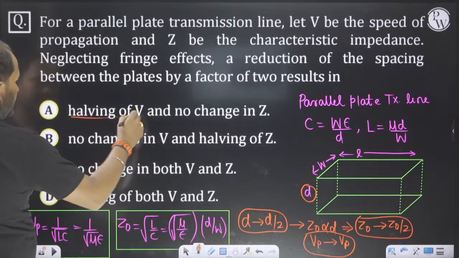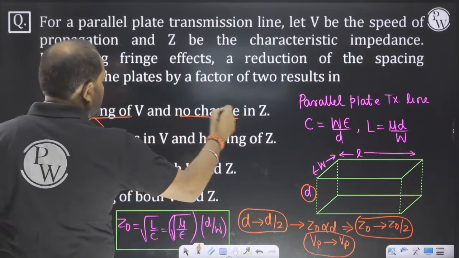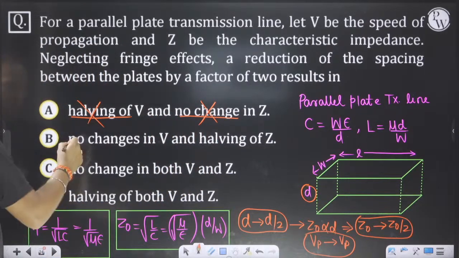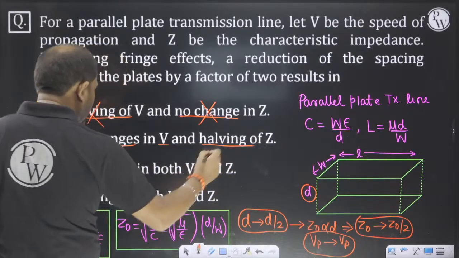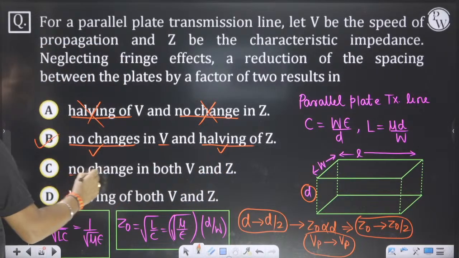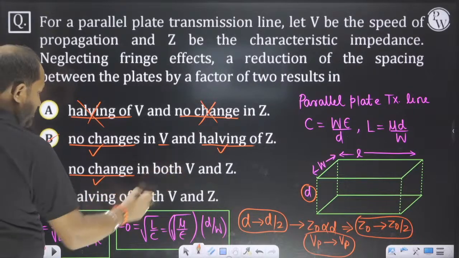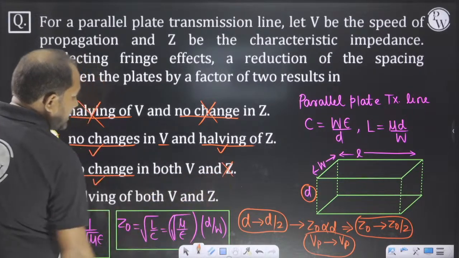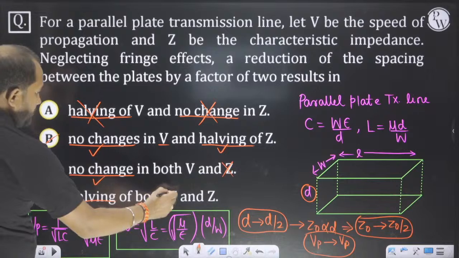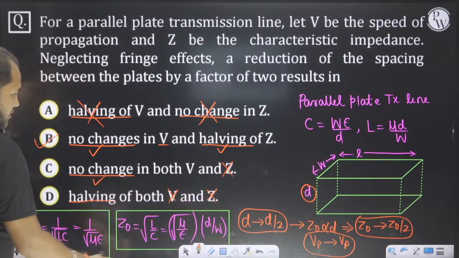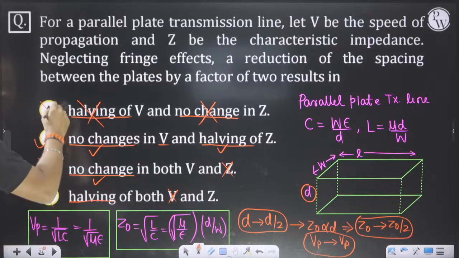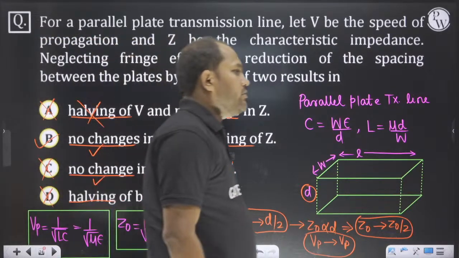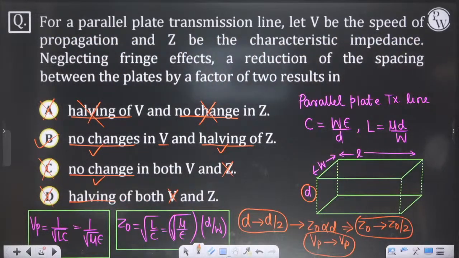Half in Vp, wrong. No change in Z, this one is also wrong. No change in Vp, correct. Half in Z naught, correct. So our answer is B. No change in both Vp and Z, there is a change, so wrong. Half in Vp and Z, wrong. So C is wrong, D is wrong, A is wrong. Our answer will be B.